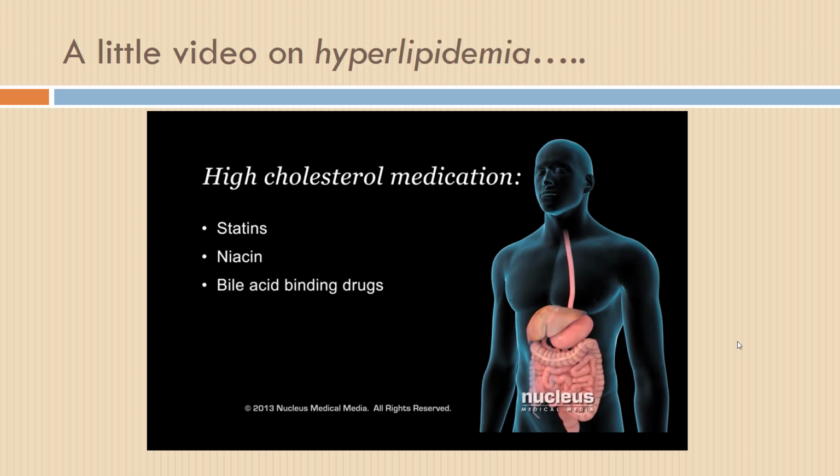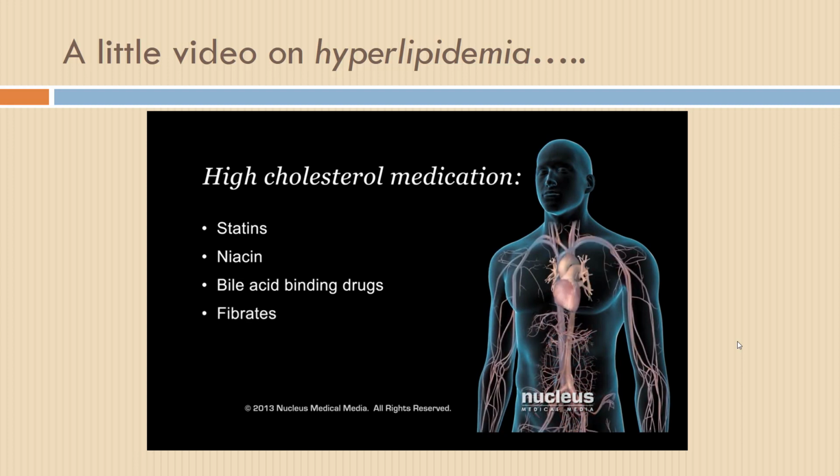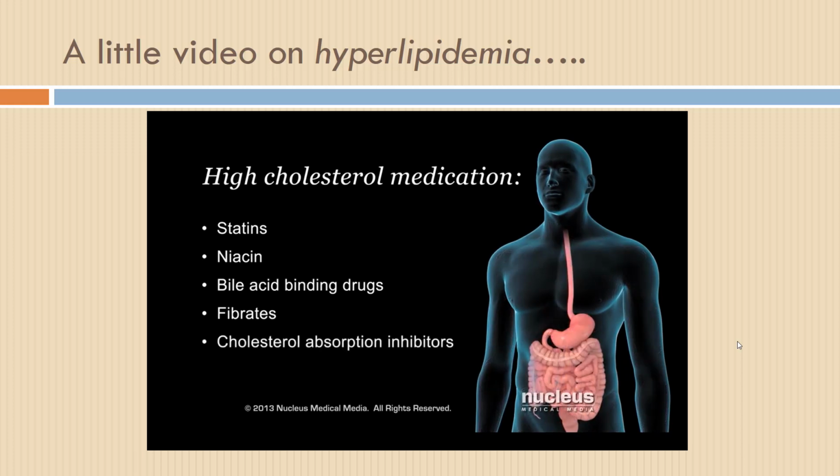Bile acid-binding resins are drugs that prevent the reuse of bile after helping to digest your food. As a result, your liver uses more cholesterol to replace the lost bile, which means less cholesterol in your bloodstream. Fibrates are mainly used to reduce triglyceride levels in your blood, but they can also raise HDL levels. Cholesterol absorption inhibitors reduce the amount of cholesterol absorbed by your intestines from the food you eat.